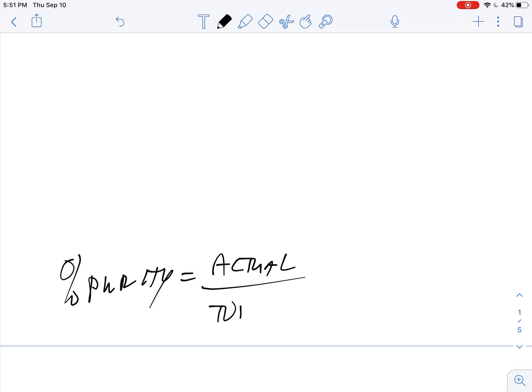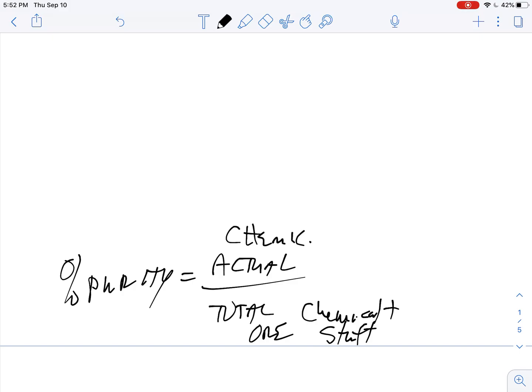So if you want to know what the percent purity is of something, you're going to have the actual amount of the chemical versus the total amount of the ore that is there. Remember, the ore is the chemical plus stuff, stuff that's not the chemical. So the actual chemical is only going to be a part of the overall total of the ore that's there.